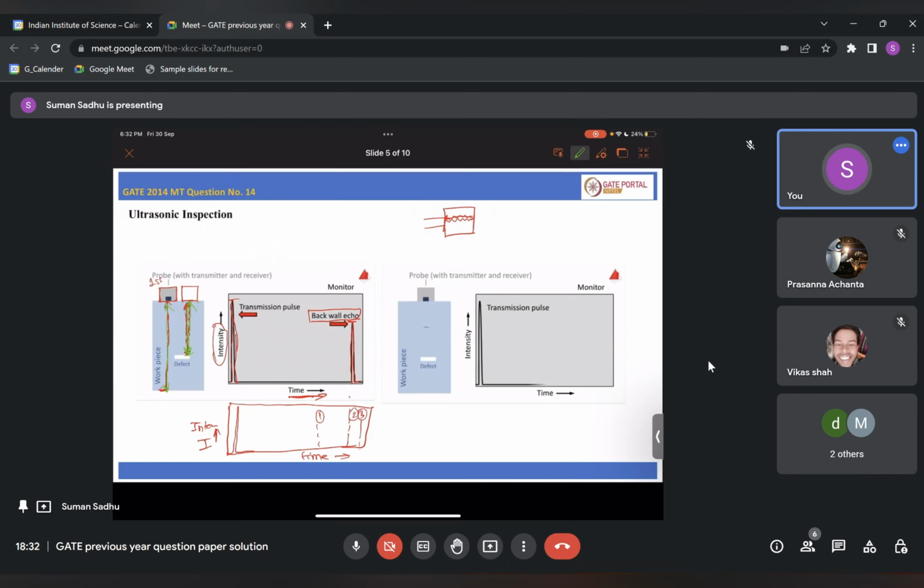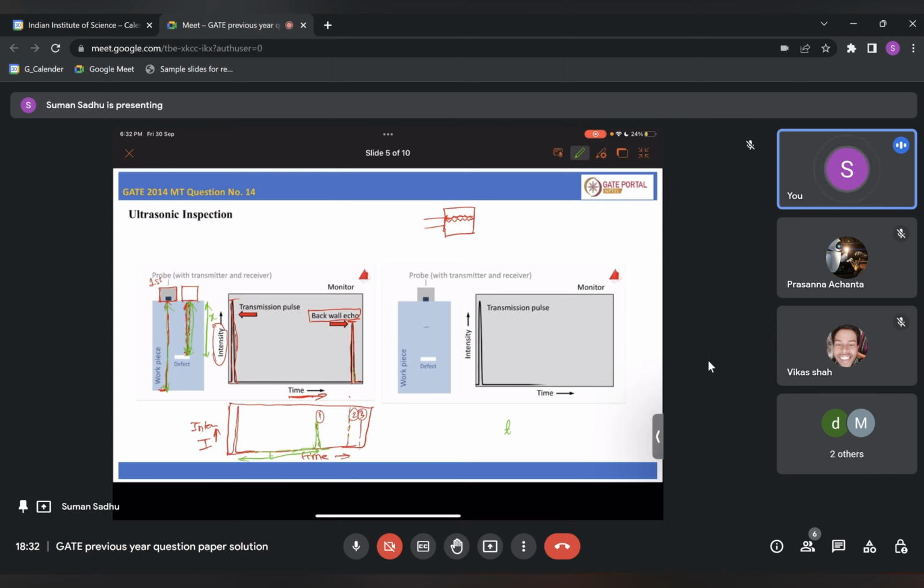So in this case, you will get a reflected peak here at this location, the location 1. It's at the left side of the initial location. So now, from this time, how much time it took to get back from that location. So that means, let's say the time it takes is t, and let's say the distance of the defect from your surface is x.